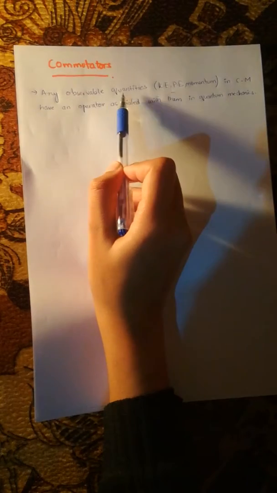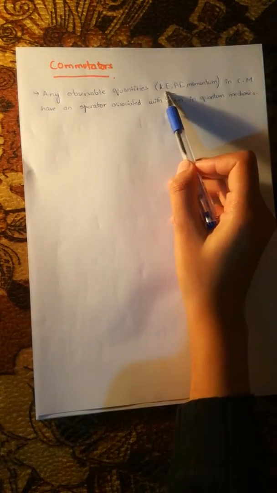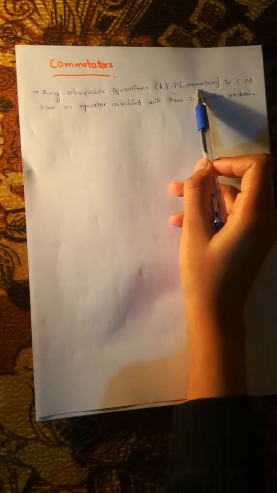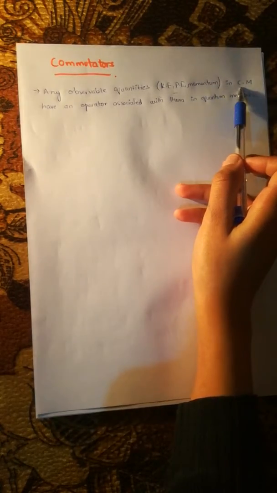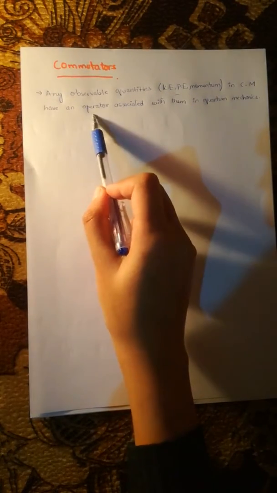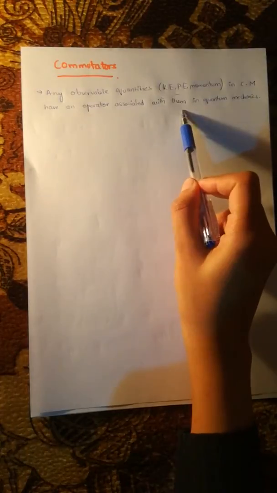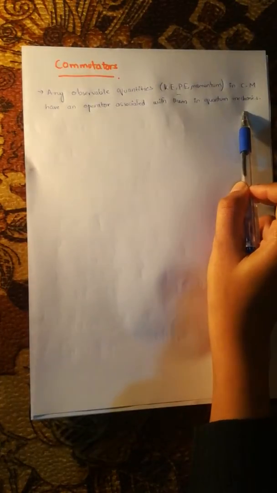Now we will see about commutators. To study commutators, firstly we see a very important postulate in quantum mechanics that states any observable quantities like kinetic energy, potential energy, momentum in classical mechanics have an operator associated with them in quantum mechanics.